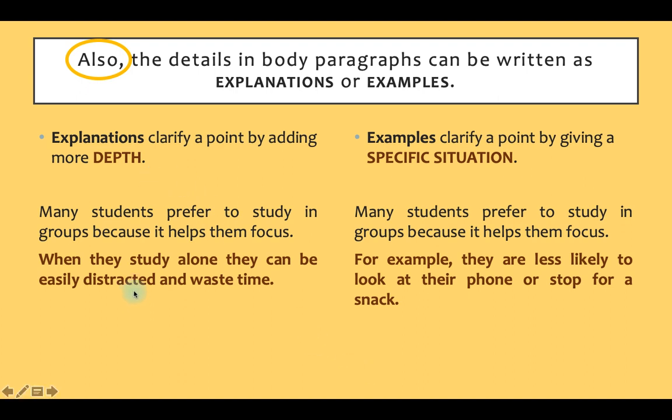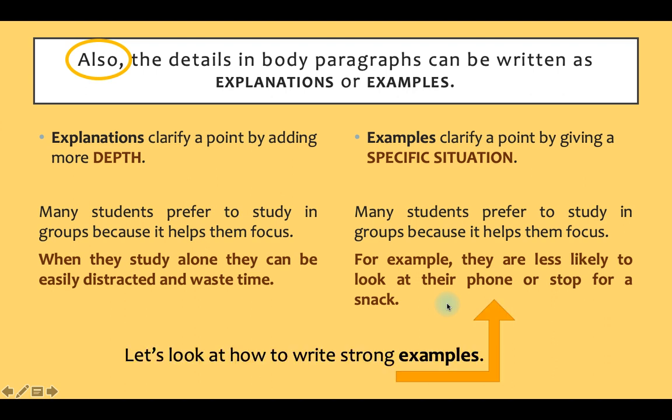So if you compare our explanation with our example, you can see that the explanation is still more abstract in how it's describing the situation, but here we are giving specific details of what could happen. They could look at their phone or stop for a snack. Both of these are ways that they might be distracted and waste time. So let's look at how to write some strong examples.